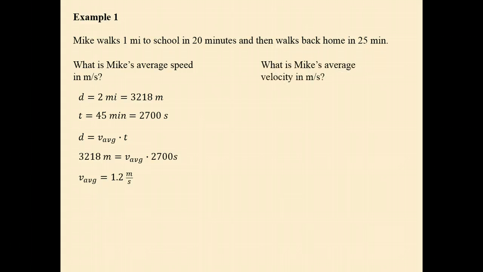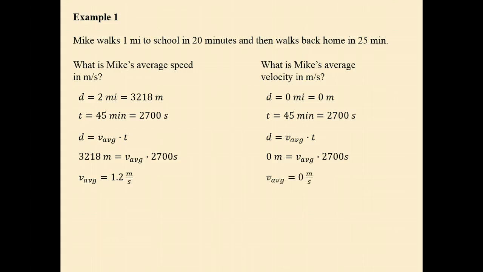Now let's answer the question, what is Mike's average velocity in meters per second? Now velocity, if I'm going to solve for velocity using d equals v times t, I need to plug his displacement into the equation. And displacement takes direction into account. So Mike walked 1 mile out, turned around and walked 1 mile back. His total displacement is 0, which of course is 0 miles is 0 meters. Same total time, plugging into the equation, you get an average velocity of 0 meters per second.